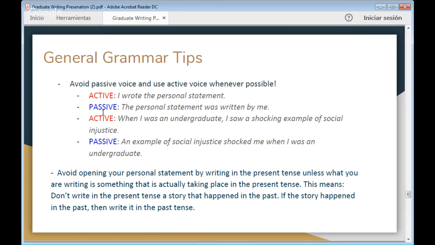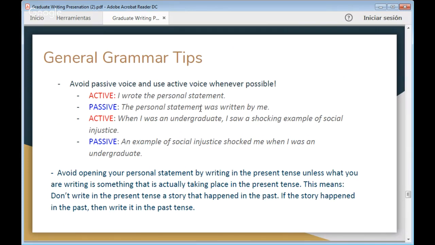So here's an example. Active would be, I wrote the personal statement, but passive would be, the personal statement was written by me. Active voice really puts the emphasis on the writer here. So in active, I is the emphasis: I wrote the personal statement, whereas in passive, the personal statement was written by me, so the personal statement is really receiving the emphasis. In active voice, you generally sound a bit more confident, a little bit more direct. Passive voice shifts the emphasis.